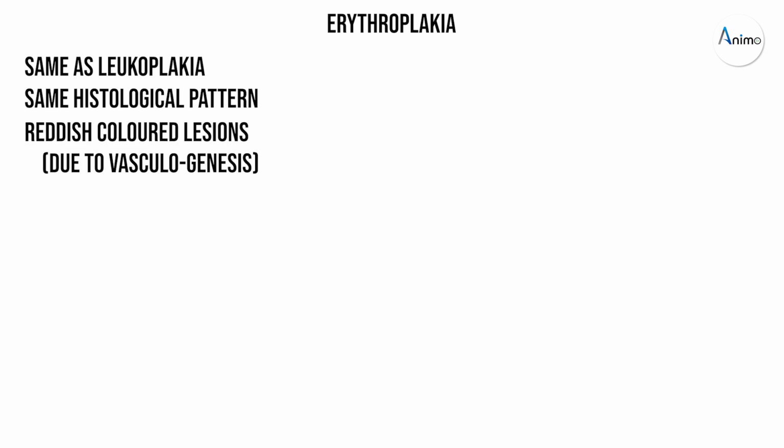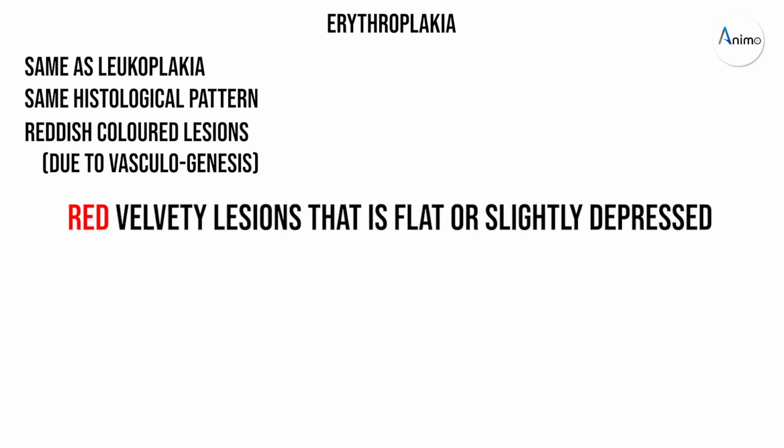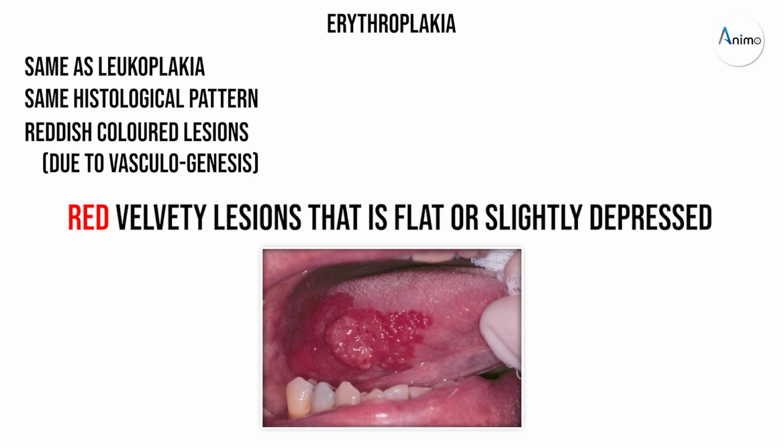Now let's talk about erythroplakia. It is the same as leukoplakia, the same histological pattern, but it is now reddish in color, maybe due to an increased amount of vascular supply or the growth of new blood vessels. This is called erythroplakia. So its definition is red velvety lesions that are flat or slightly depressed. Here you can see in this image, these are the erythroplakic changes.